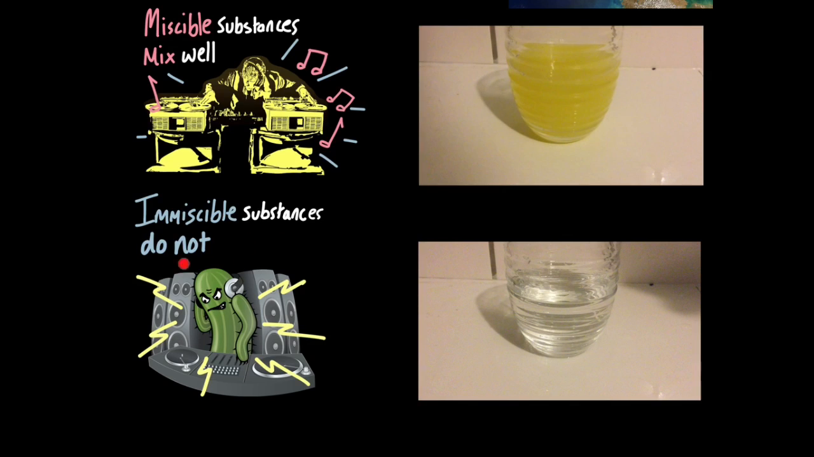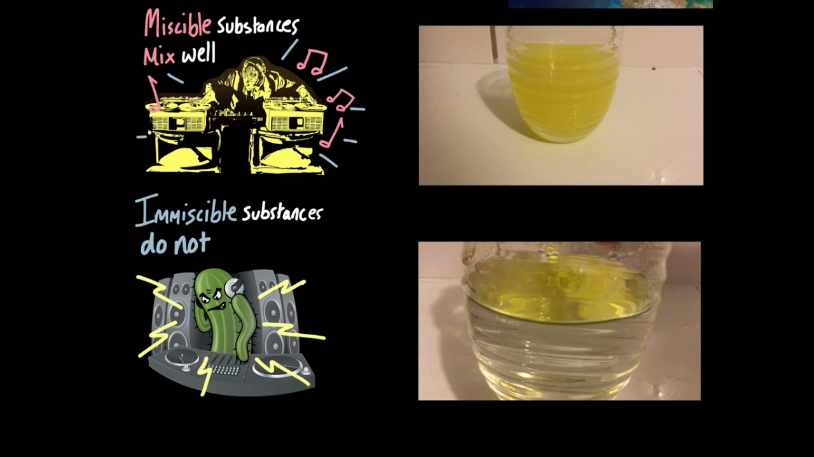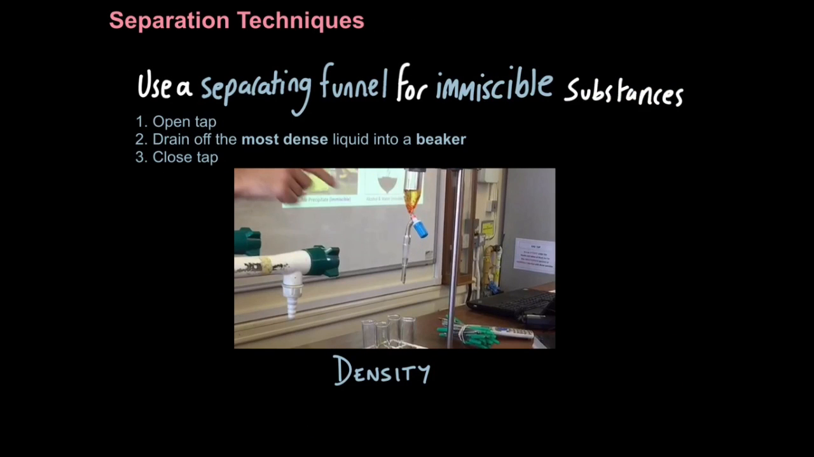Immiscible substances do not mix well. For example, here I'm pouring some oil into some water and you can see it separates out, leaving a layer on top. Oil is less dense than water, so it floats on top, but you can see they're very much separated, not mixed in. So oil and water are immiscible substances, but squash and water are miscible substances. So that is how you describe the difference between miscible and immiscible substances. Aim 1 done. So now we're going to look at 3 different separation techniques.